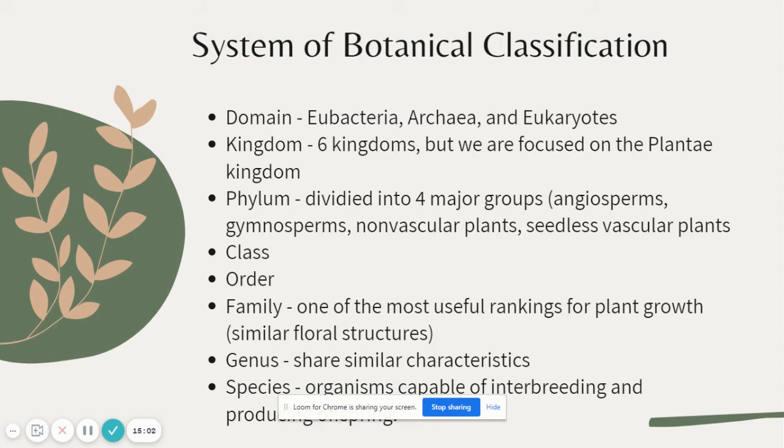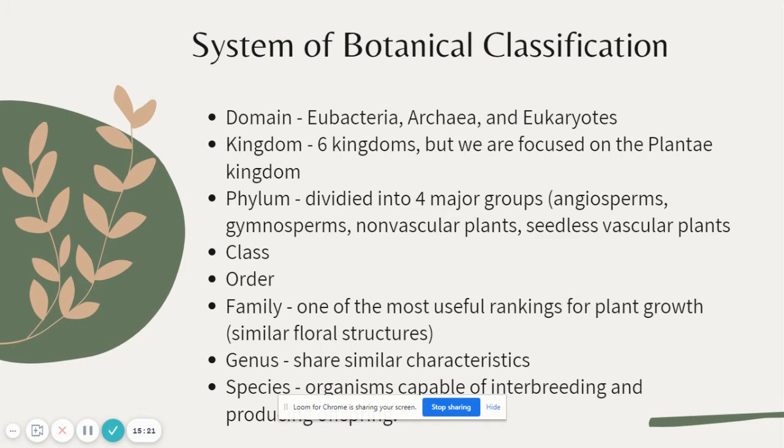The kingdom, there's 6 different kingdoms, but we're only focusing on the Plantae kingdom. So that's going to be all of our plants. So we are in the Plantae kingdom. Phylum, it's just going to keep dividing it up. So within that Plantae kingdom, I can also group it out into 4 major groups.